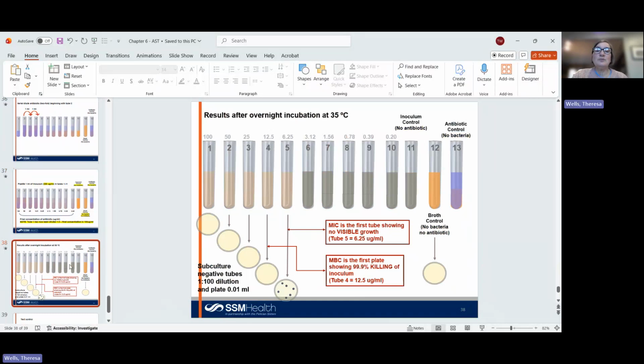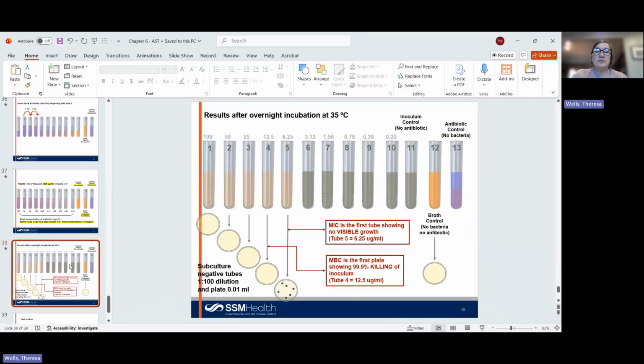It's not tube 6. Tube 6 is where you start seeing growth. Okay. So now what we do is we're going to subculture each of the tubes that look like they're not growing anything. We're going to subculture those, incubate those plates, and look for possible growth. So in this case, tube 5, when we subcultured it, grew. Tubes 1, 2, 3, and 4, the subcultures showed no growth.